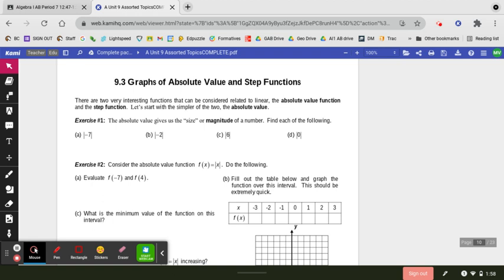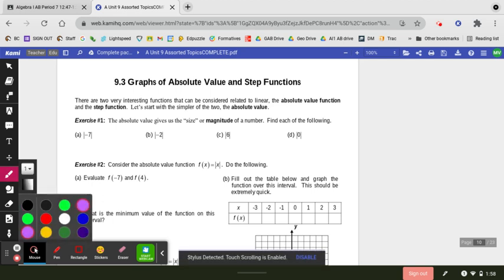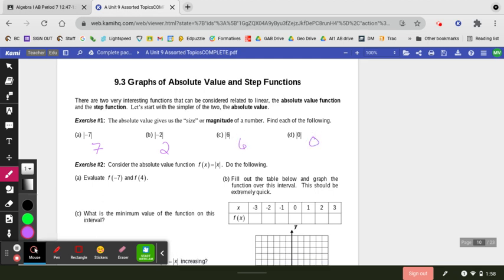So the absolute value gives the size or the magnitude of the number. Find each of the following. So I'd like you to find those. So hopefully you remember that the absolute value of a negative number is always just the positive value. So the absolute value of negative 7 is 7. Absolute value of negative 2 is 2. Absolute value of 6 is 6. And the absolute value of 0 is 0.